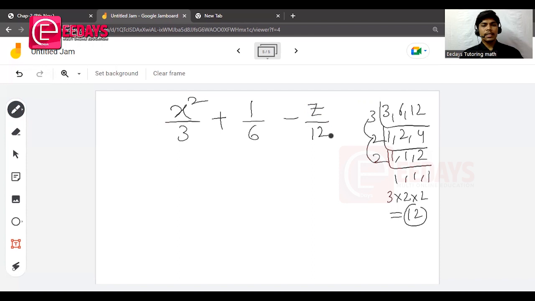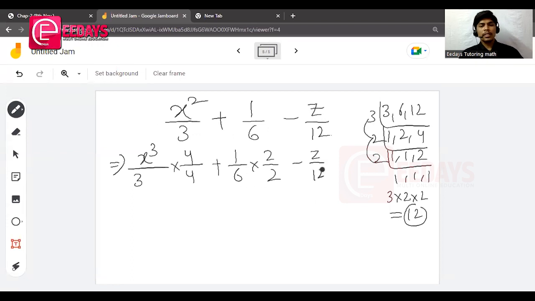Here 3 and 6, 12 is there. Okay, 12 is already there, so we don't have to do anything. For 3 and 6, we have to equate that to convert as 12. How to convert as 12? Which number should we multiply with 3 to get 12? If you multiply with 4 on both numerator and denominator. Now 1 by 6, if you multiply with 2 on both numerator and denominator, and here z, already 12 is there. No need to take anything. You just take 1 and 1.